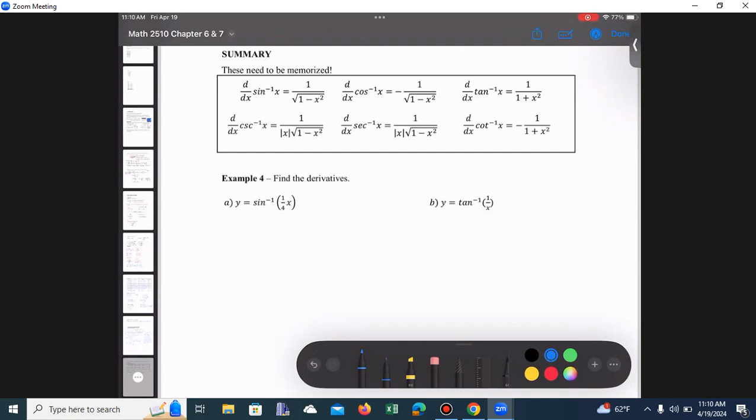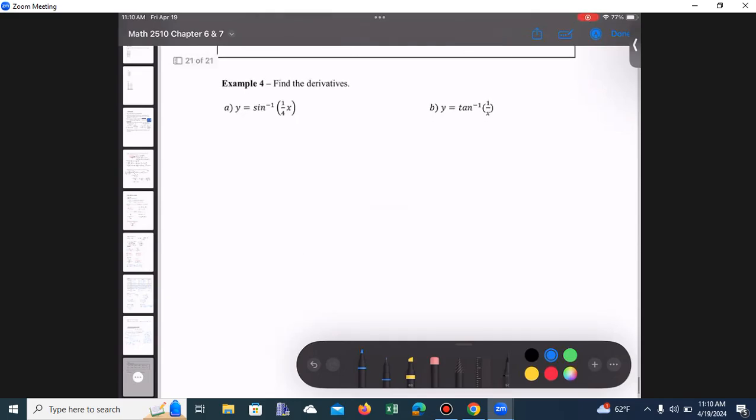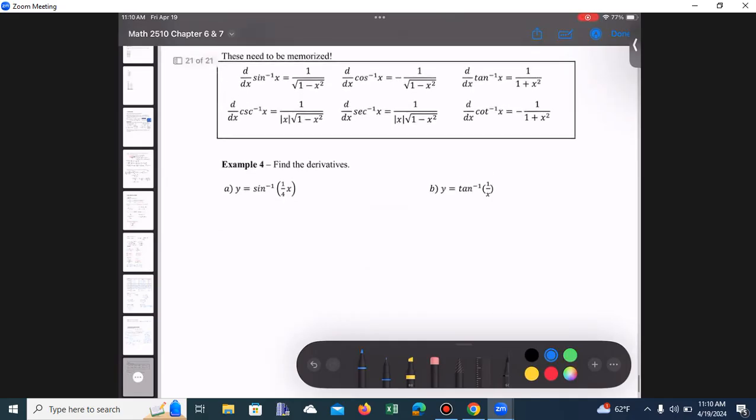The other thing is you have to apply the chain rule when you're not just dealing with the inverse sine of x, but you're dealing with something like 1/4 x. So let's do these examples. We have y equals inverse sine of 1/4 x. That means we're going to have 1 over square root, since this is inverse sine, 1 minus x over 4 squared. And then the derivative of that inside is 1/4.